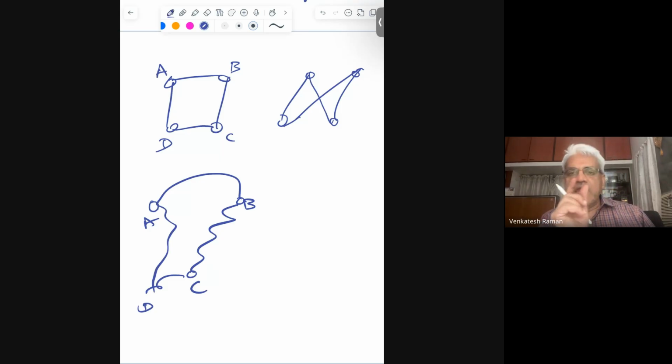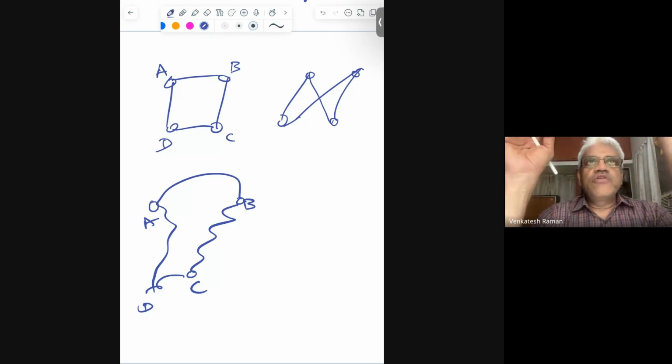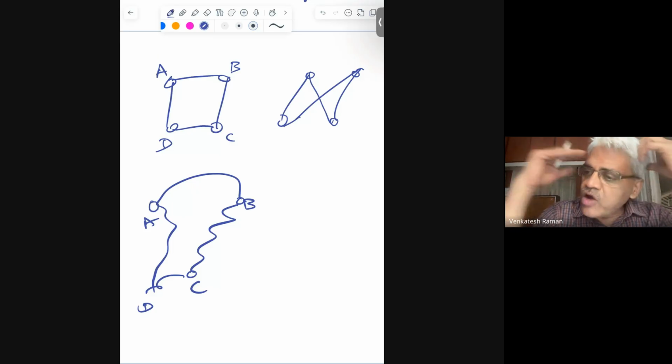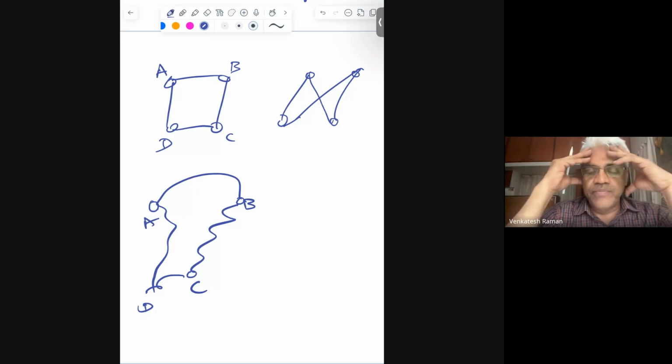All I know is A and B together, the pair forms an edge. C and D form an edge. A and D form an edge. B and C form an edge. So a graph means you have a set of vertices and a collection of pairs of vertices which are edges. So now if I ask, are these two graphs the same? Are they the same?